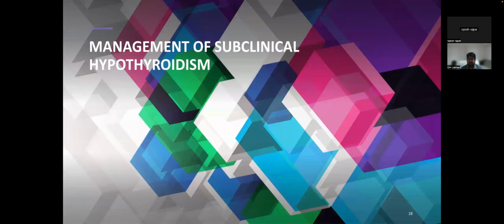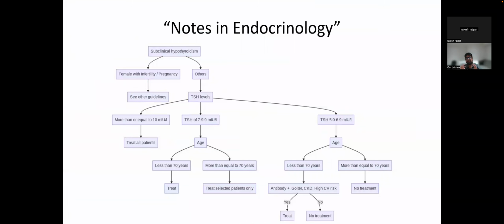Now, how will you manage a case of subclinical hypothyroidism? All you need to understand is this. We have made this in our notes in endocrinology. You can take a screenshot of this if you want, right? We have looked at a lot of literature and finally come out with this algorithm for management of subclinical hypothyroidism. I think this is the most definitive algorithm taken from a lot of papers, guidelines, clinical recommendations, and so on, right? Like I said, we are not discussing fertility and pregnancy. You need to see separate guidelines.